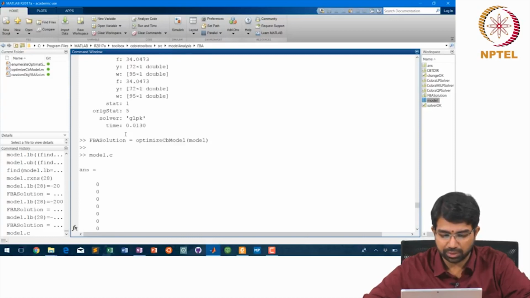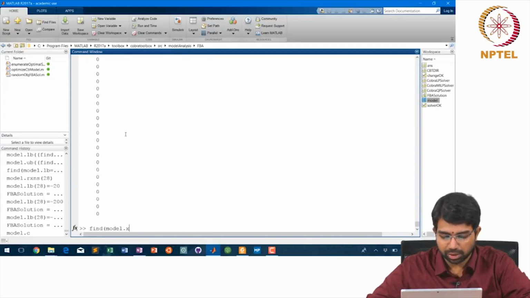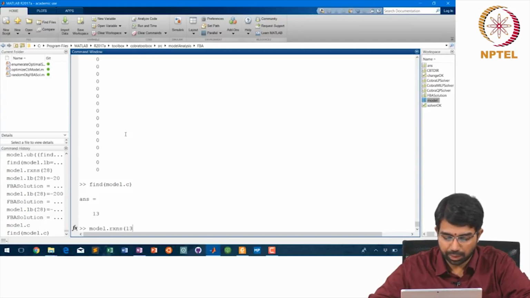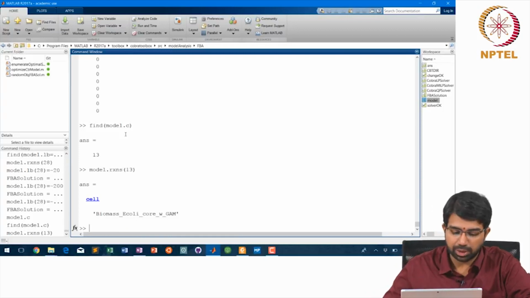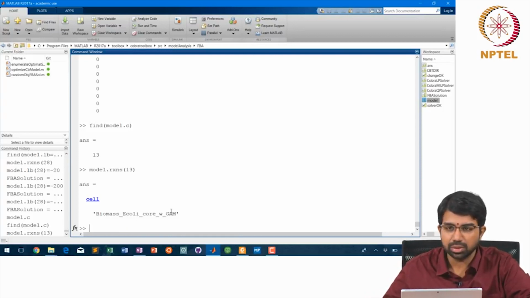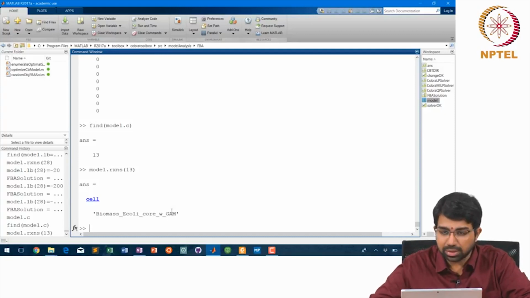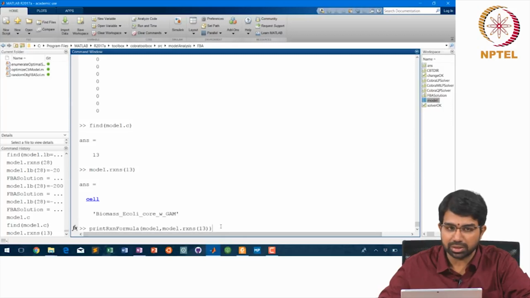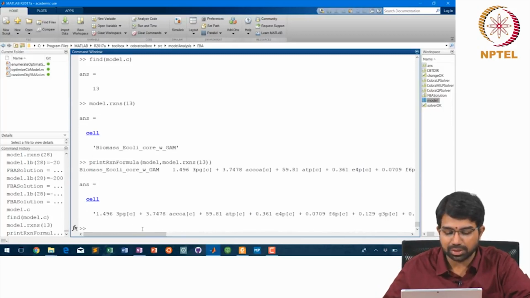So, model.C has obviously a lot of zeros. So, let us say find model.C. Turns out that the 13th reaction is being optimized. Let us find out what this reaction is. Oh yes, it seems to be the biomass E. coli core model with growth associated maintenance. We will see what that is in a later class, but for now let us look at how this reaction looks like. There is thankfully a piece of code in COBRA Toolbox called printRxnFormula. So, if we say printRxnFormula of model.reactions 13, it will give you the actual biomass equation. So, the biomass equation looks like this, we have not seen it before.